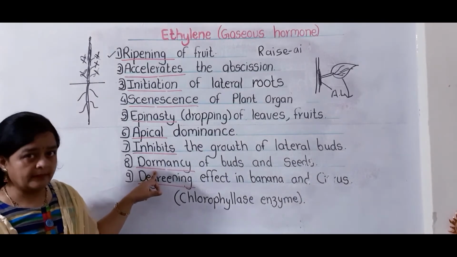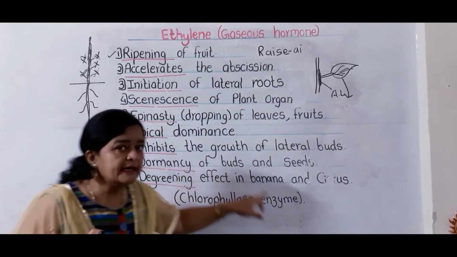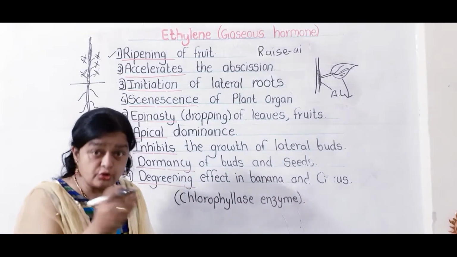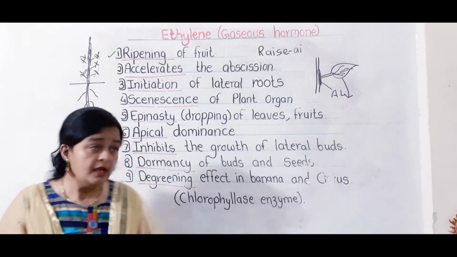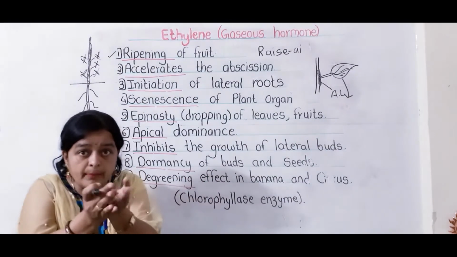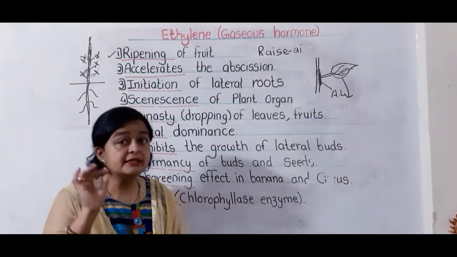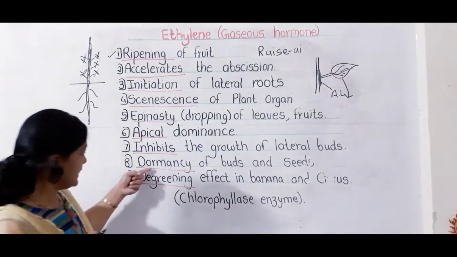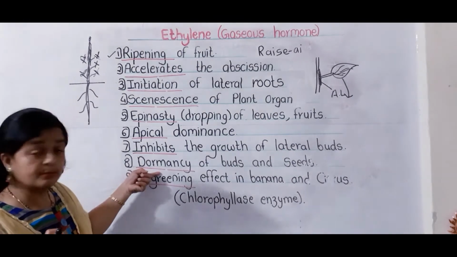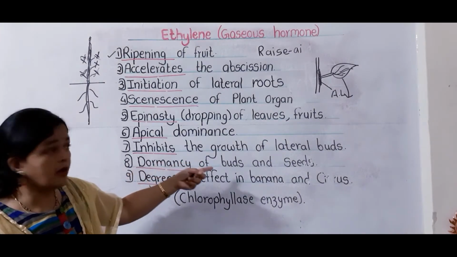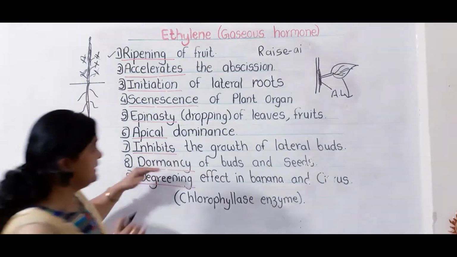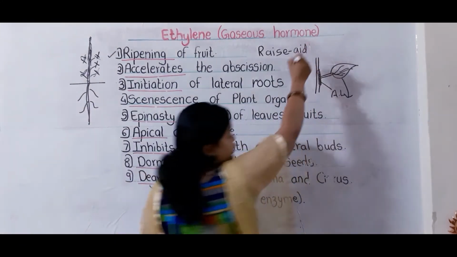Next one is dormancy, dormancy of buds and seeds. Here it is doing a negative role. It does not allow the bud to open into flower or leaves, and it does not allow the seeds to germinate. So it is responsible for dormancy of buds and seeds. It maintains the dormancy. D is for dormancy.